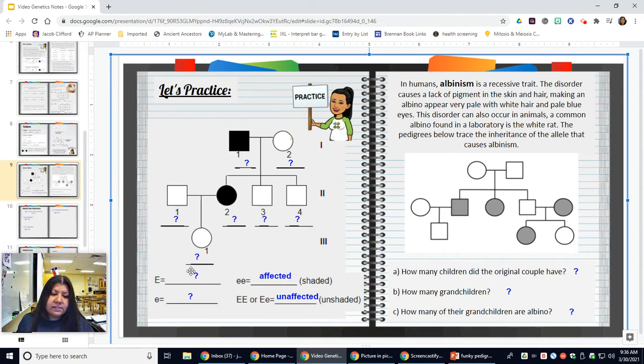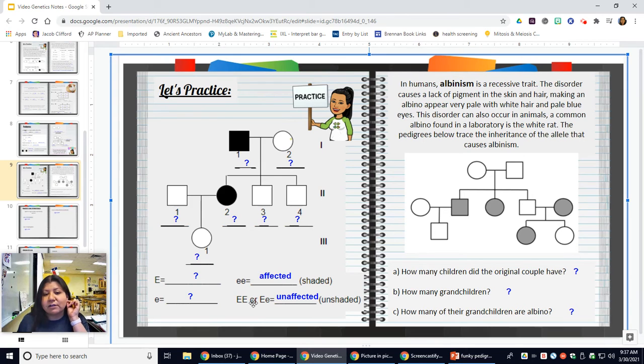So what I'm going to say these E's represent is attached or unattached earlobes. So if you actually look at your earlobe, it's either going to hang down, even if it's just a little bit, or it's going to be directly attached. Okay, and I think mine actually hangs down. I can't really tell.